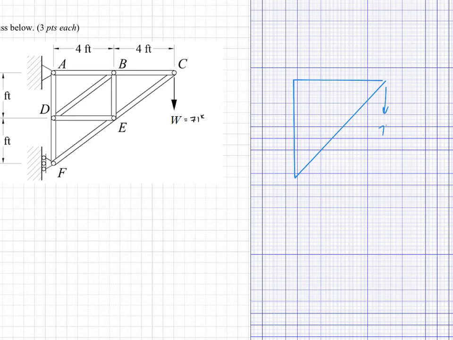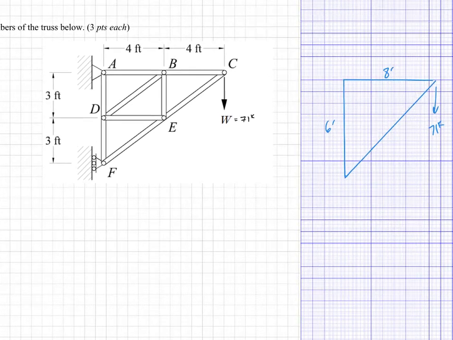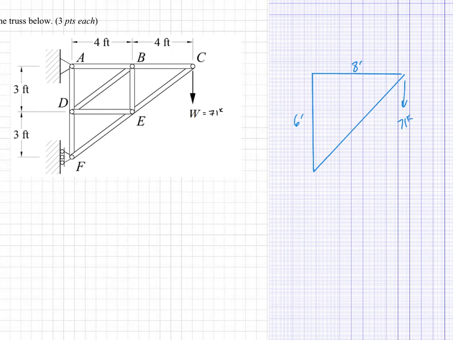So I've got 71 kips right here. I've got 8 feet here. I've got 6 feet here. And I guess I could do my forces in red if I really wanted to. I've got a force F right here. I've got a force A right here, AX, and I've got a force AY right here, right?